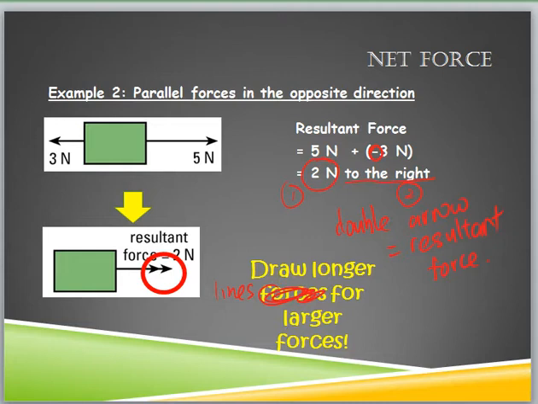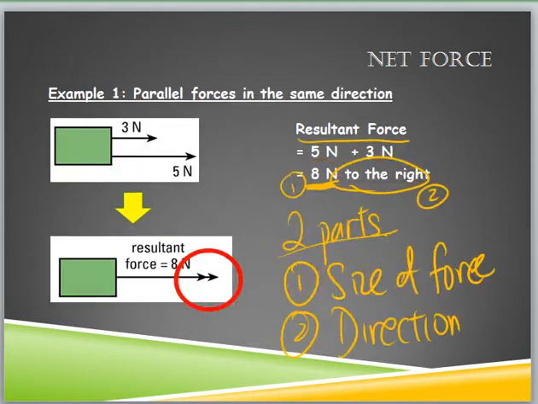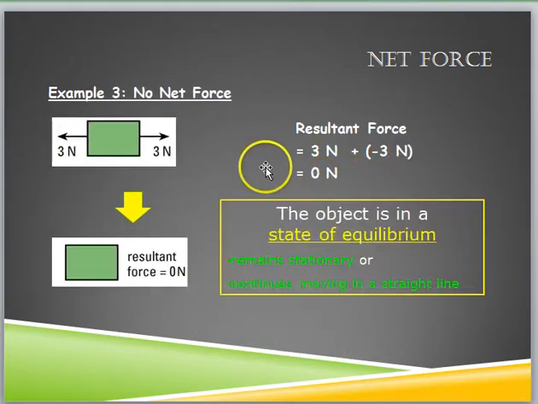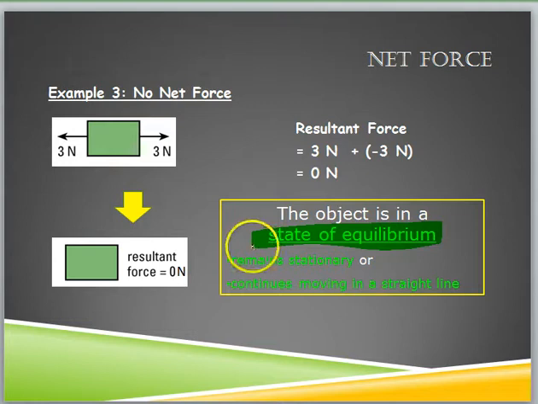And the last case here, since the forces are in opposite directions, what if they are adding up to 0? So 3 Newton, resultant force 0 Newton. So 3 Newton plus opposite direction, so it's a negative 3, overall is 0. This object here with no resultant force, we say that it is in a state of equilibrium. What will happen to the object? It will either remain stationary, so when the resultant force is 0, the object will just stay there, or it will continue moving in a straight line.